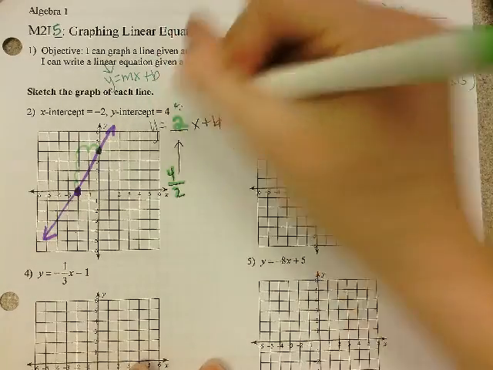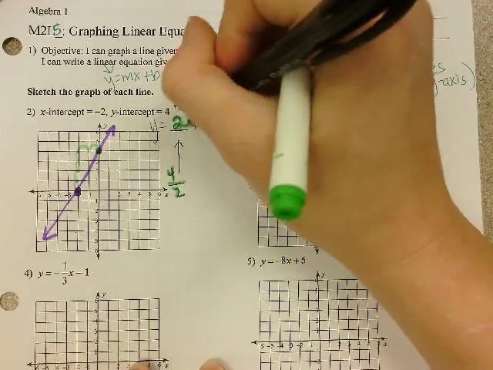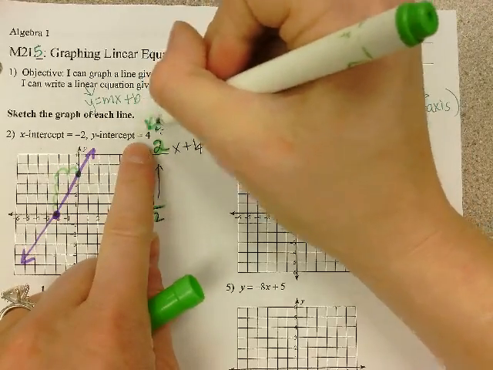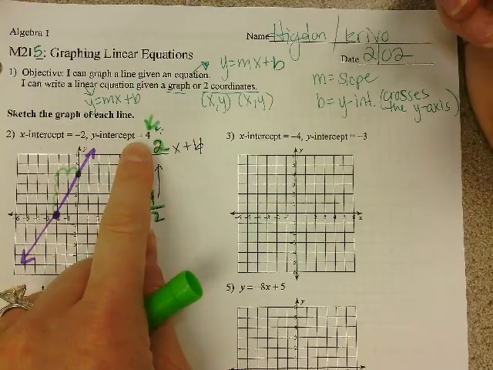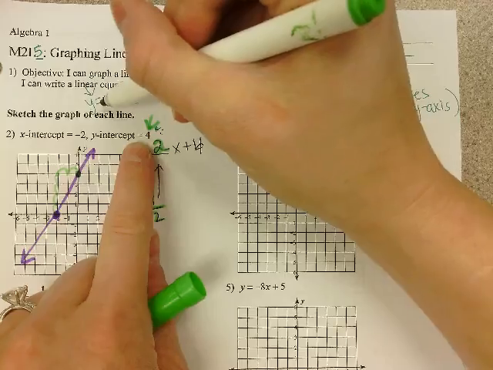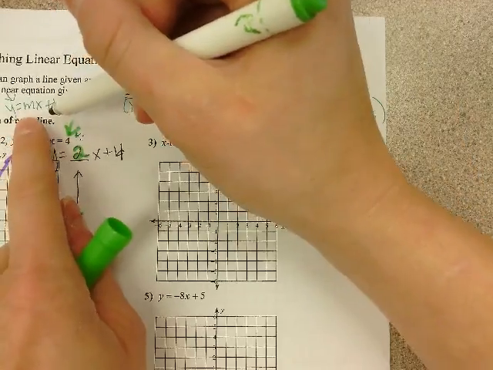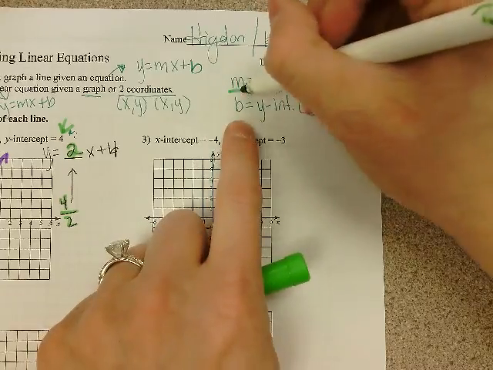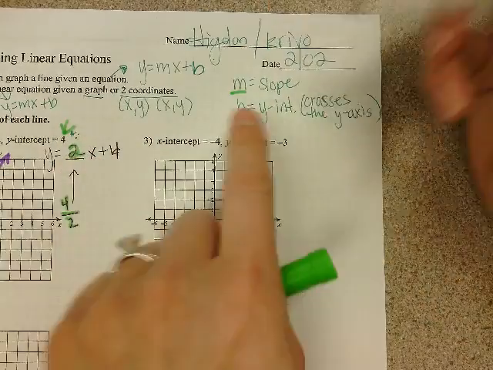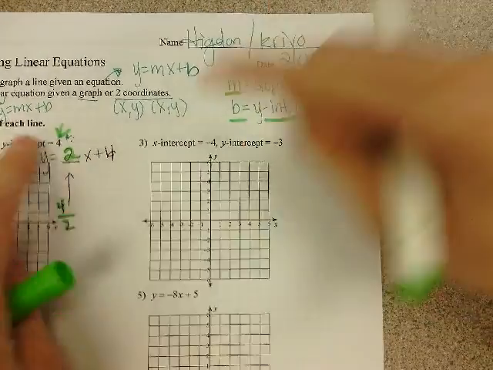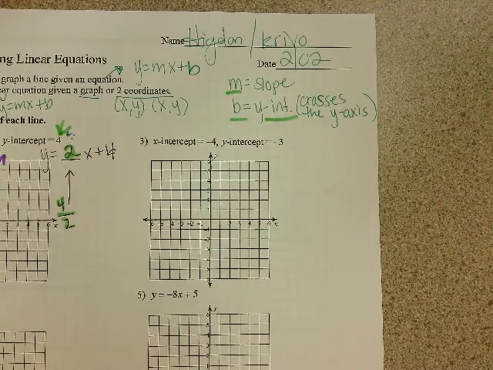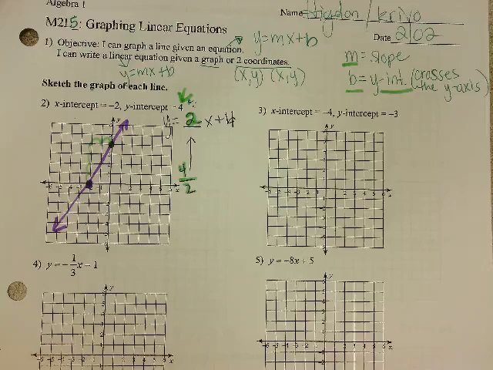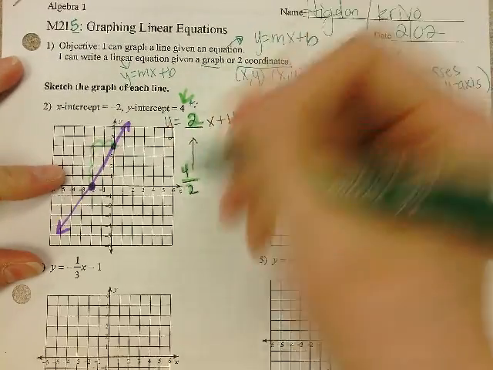Wait, where did you get that plus 4 from? On the first one? Right, so 4 is our y-intercept, because remember it's y equals mx plus b. M is the slope, which we just counted. B is the y-intercept. All right, is this slope positive, negative, 0, or undefined? Positive.